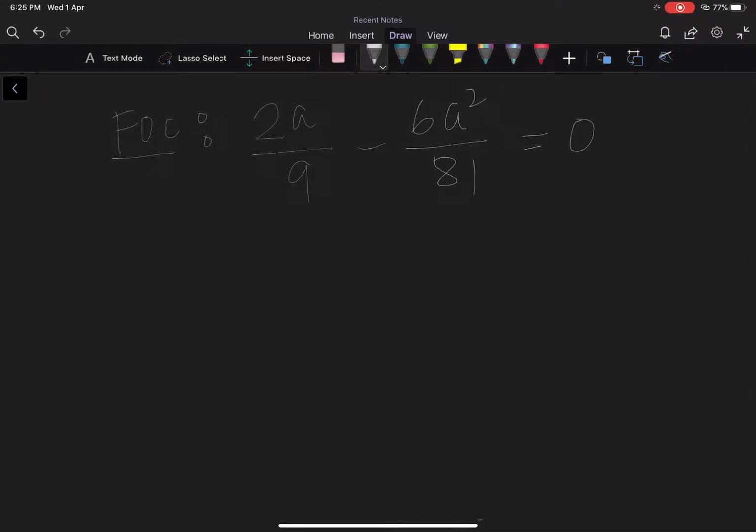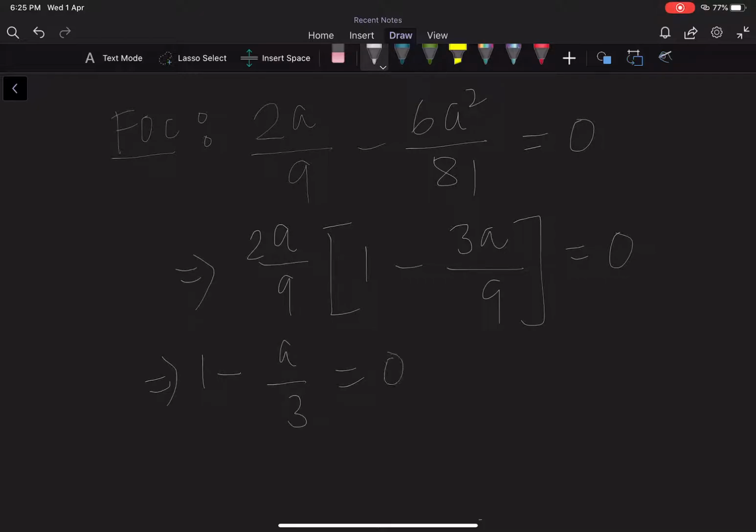Now A can't be 0, so if I take 2A by 9 out, that gives me 1 minus 3A by 9 equals 0. A is not 0, so that basically means 1 minus A by 3 is 0, which gives me A star equals 3. So that gives you the optimal level of advertising by the first firm. Okay, so then what is the subgame perfect Nash equilibrium strategies?